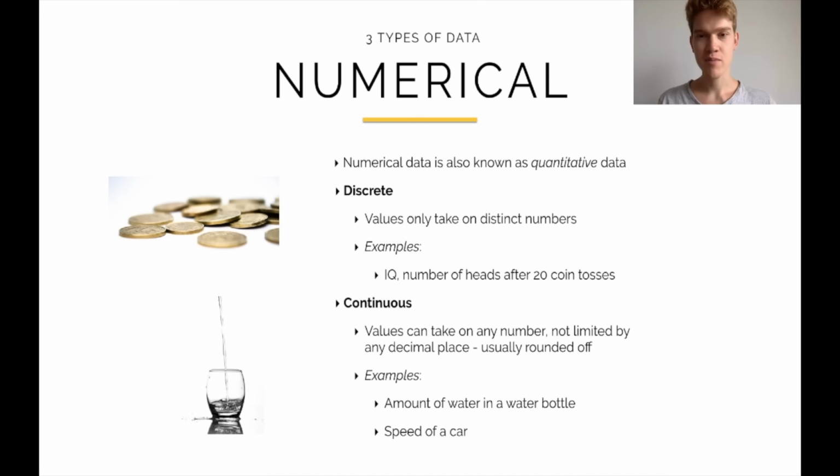Numerical data can be split up into 2 different segments. One of them is going to be discrete. And so discrete means the values only take on distinct numbers. An example of this would be IQ or something like that, a measurement of IQ, or if you do a coin toss, the number of times that you toss heads. So you can have 15 heads, you can have 12 heads out of 20 coin tosses, you can have 500 heads out of 1,000 coin tosses, or 500 out of 600, or all of these things. But all of these are distinct numbers.